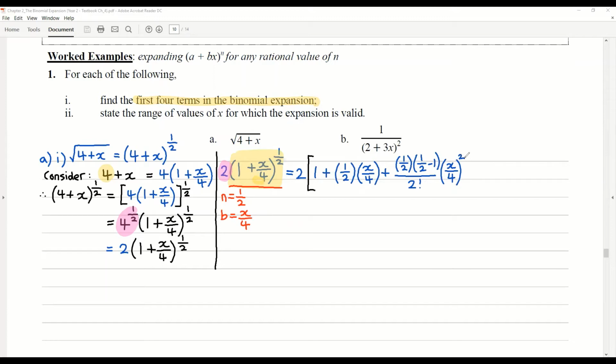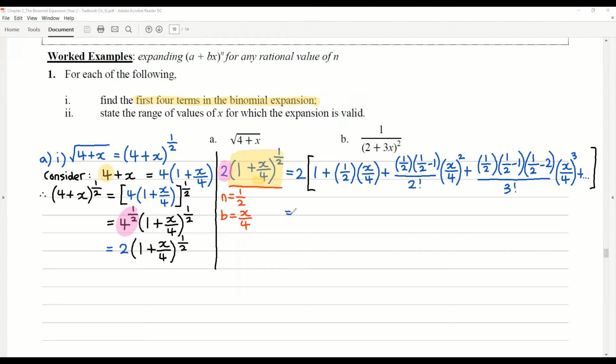We now need one more term, plus 1/2, multiplying 1/2 subtract 1, that's our n subtract 1, n subtract 2 now, all over 3 factorial, and then x divided by 4 raised to the power 3. We know there's extra, but what we can now do is close the big square bracket. And just remember our last step, we're going to multiply all of this by the 2 at the front.